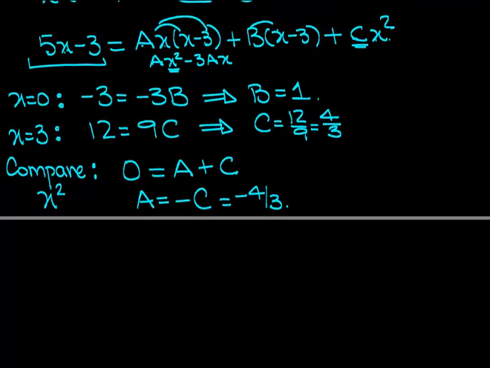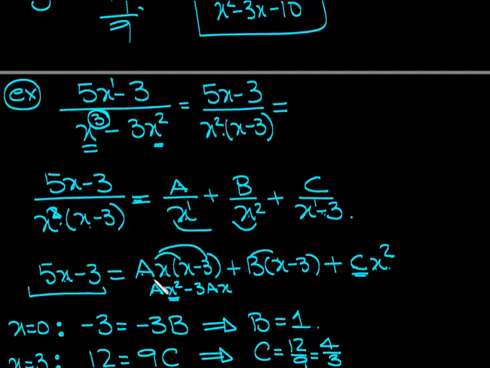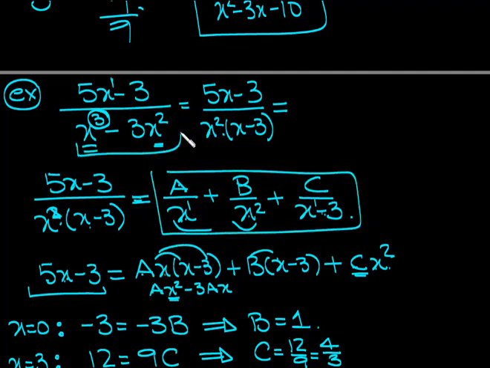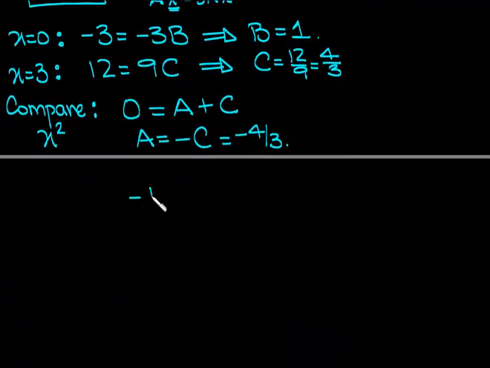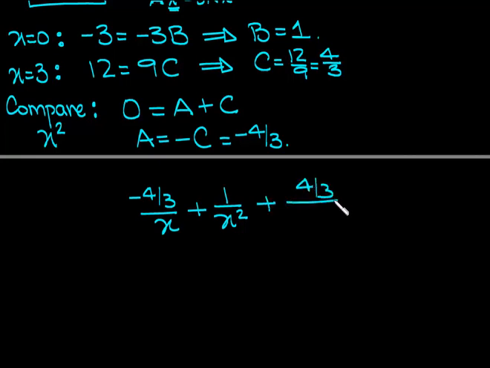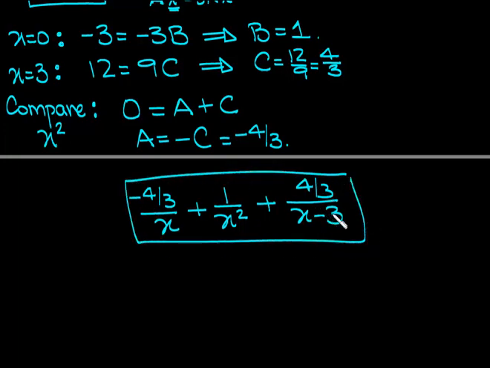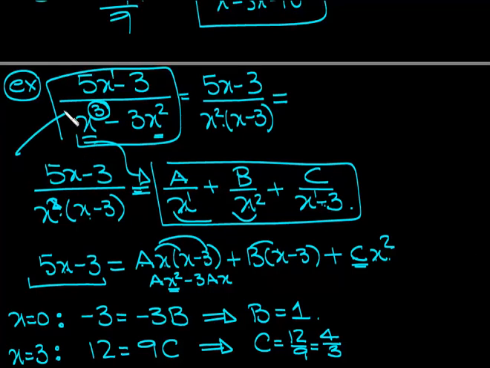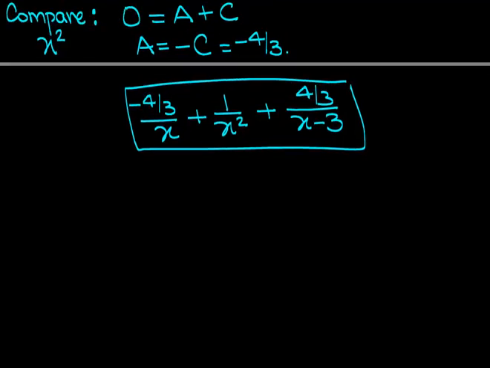So we are done. So what does this fraction break to? Okay, it breaks to this. This original problem that we had breaks to this. All I have to do is replace a, b, and c. So I get minus 4/3 over x plus 1 over x squared plus 4/3 over x minus 3. If I were to add these three fractions, I would end up with what I started with up here. So you can see we did a decomposition here. Okay, we broke it into smaller fractions. Also, we compared terms.